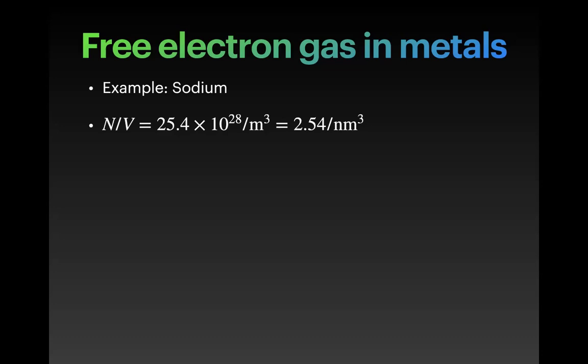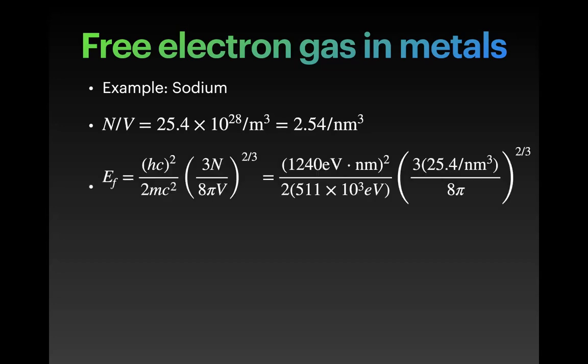I swear I fixed that. Okay, the number density is 25.4 times 10 to the 28th per cubic meter. Yeah, and it's 25.4 per cubic nanometer, so move that decimal point over one. I corrected it in the calculation.